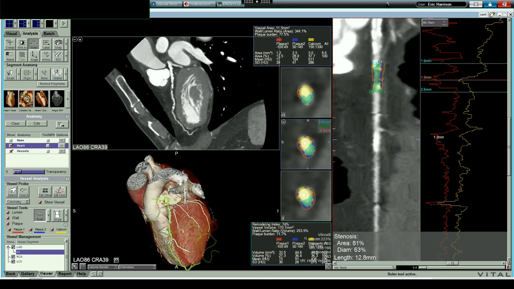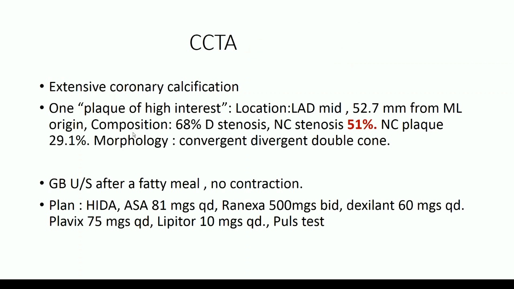So what we found was extensive coronary calcification, and then one plaque of high interest. Location, the LAD, the mid-LAD between the two diagonals, 52.7 millimeters from the origin. There was an 83 millimeter long vessel. The composition was 51% necrotic core at the stenosis, and the whole plaque had 29% necrotic core. The morphology was characteristic of a convergent, divergent double cone, which is high-risk morphology that we found.